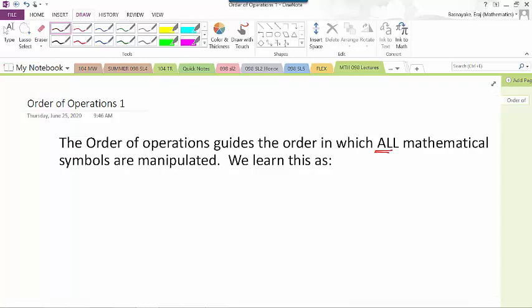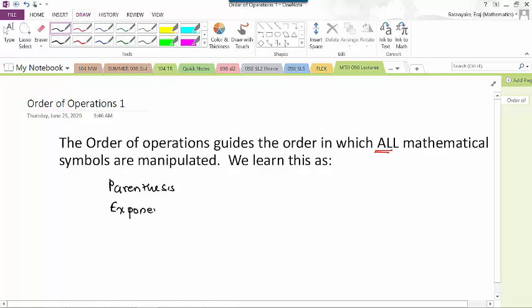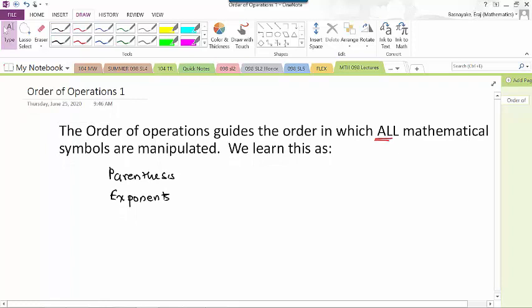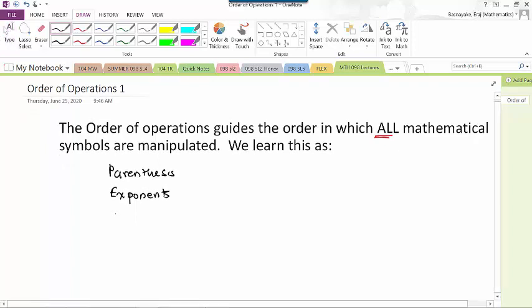Now, we learn the order of operations as parentheses, exponents, multiplication or division, addition and subtraction.